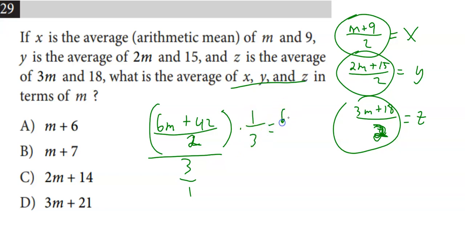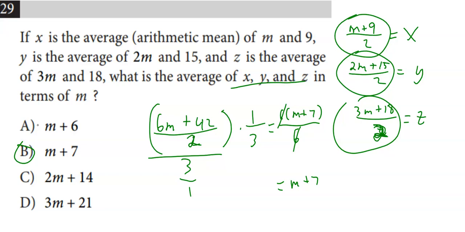So I get 6m. Well, let's simplify that. So do you see a GCF there in the numerator? So it'd be 6 times m plus 7 over 6. And the 6's cancel. Wow, you get m plus 7. Isn't that so nice? M plus 7 is our answer.